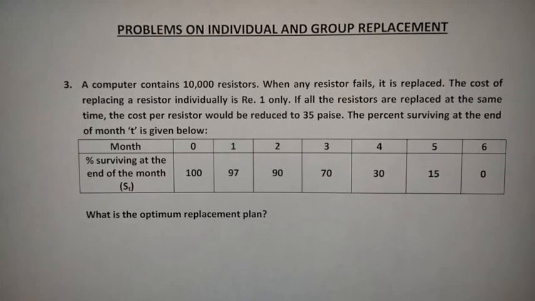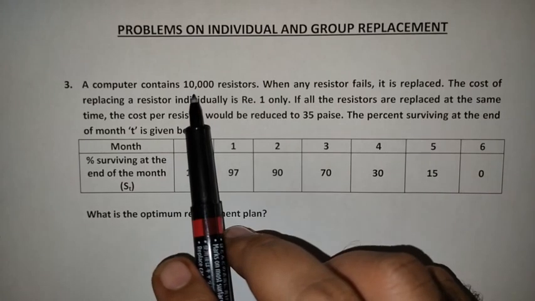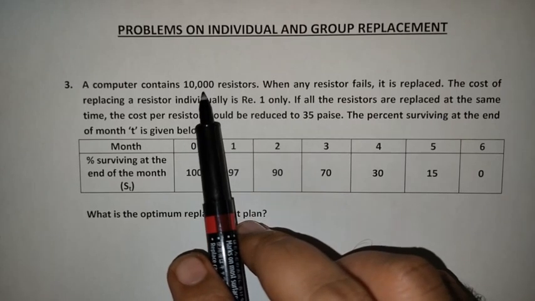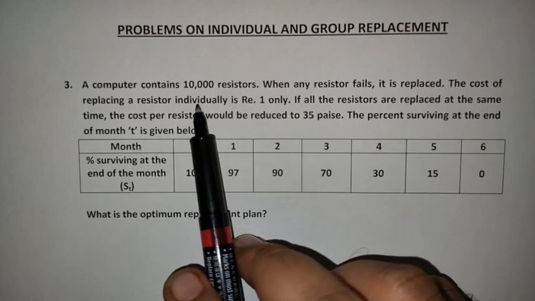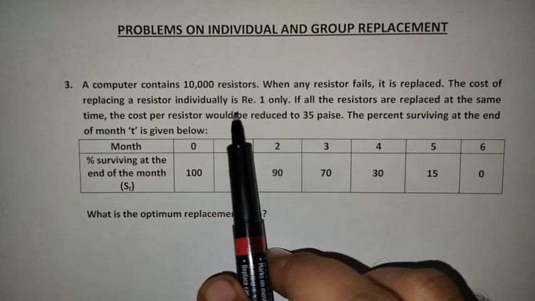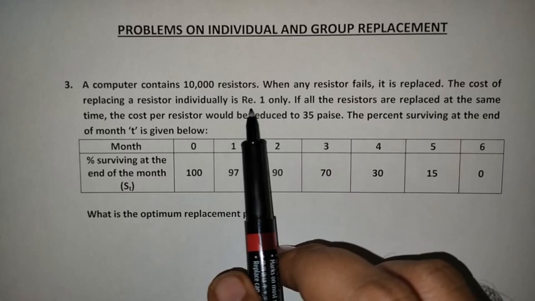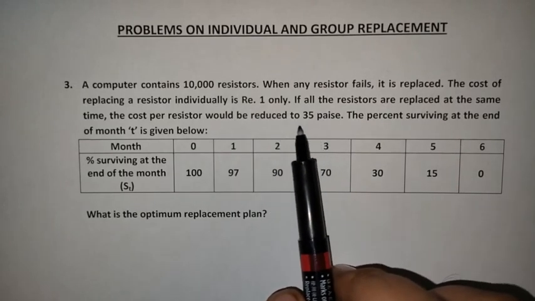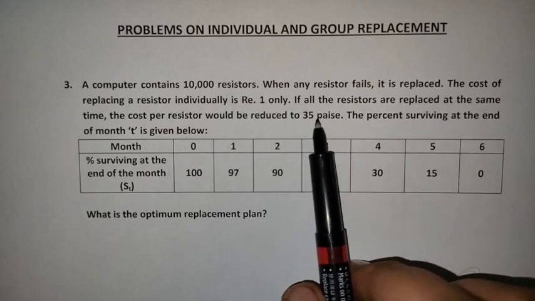Hi everyone. Till now we have seen the two problems on individual and group replacement. Let us see the third one. So here the total number of resistors given is 10,000, and the cost of each resistor when you replace it individually is 1 rupee, and if you replace the resistors group-wise, the cost is 35 paisa, that means 0.35 rupees.